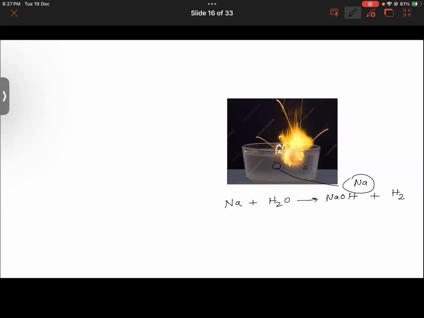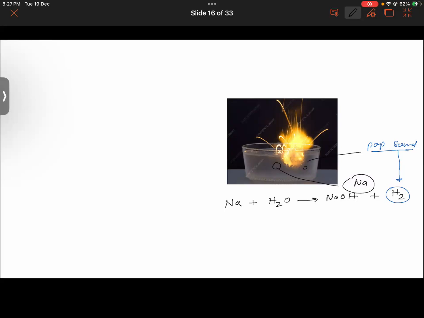Also, whenever there's an explosive reaction here, a pop sound is produced. That is because of the hydrogen. Very good. So this pop sound is produced because of hydrogen gas. Is that clear to everyone? Okay, let's skip it here.